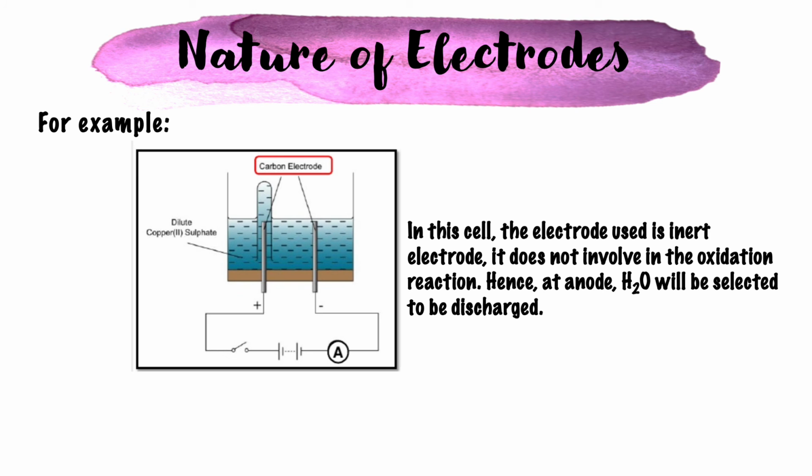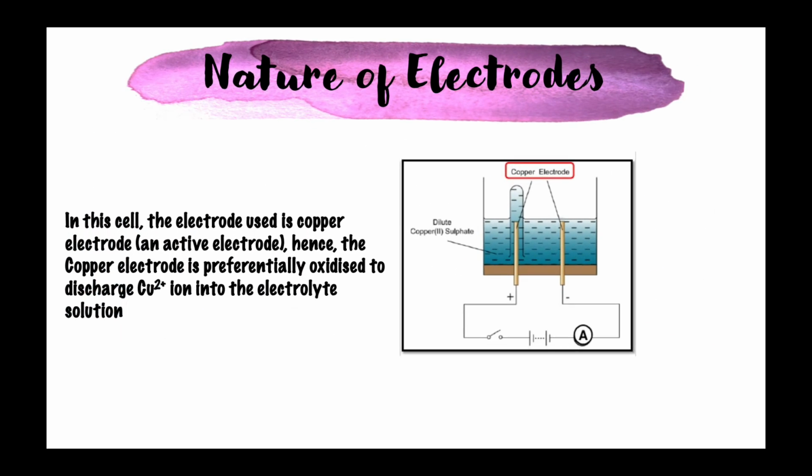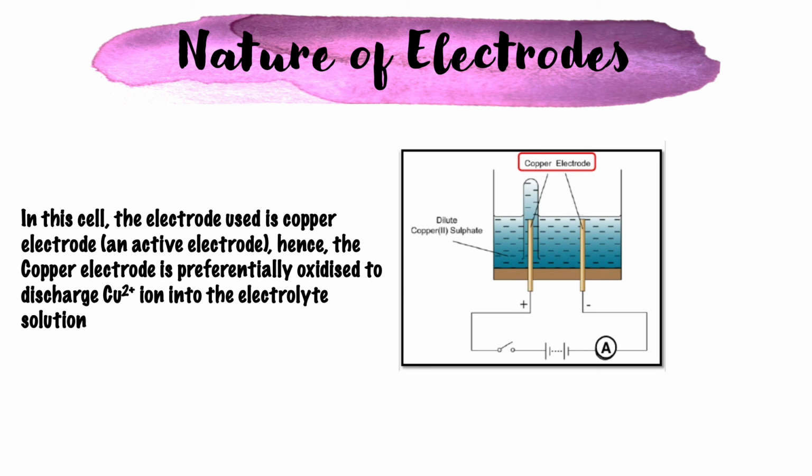For the electrolysis that uses the carbon electrode, the electrode is inert. Hence, at anode, water will be selected to be discharged. While in this cell, the electrode used is copper, which is an active electrode. Hence, the copper electrode itself oxidizes to discharge Cu2+ ion into the electrolyte. Till the next video, bye.